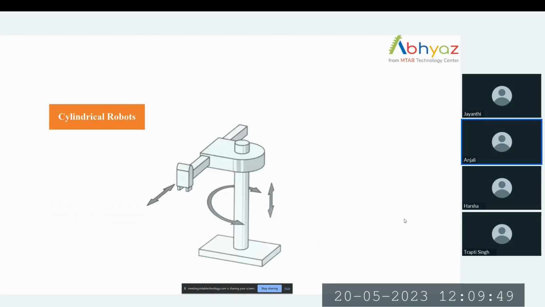The next one is the cylindrical robot. A cylindrical robot is a type of robot which provides rotation and movement in the upward and downward direction at the base.